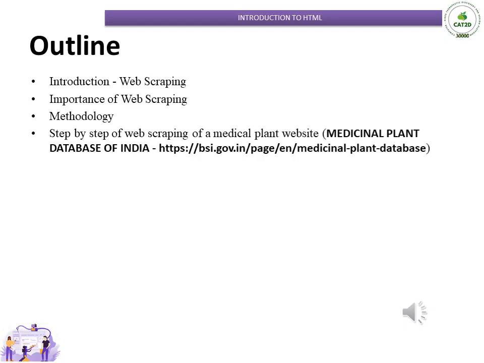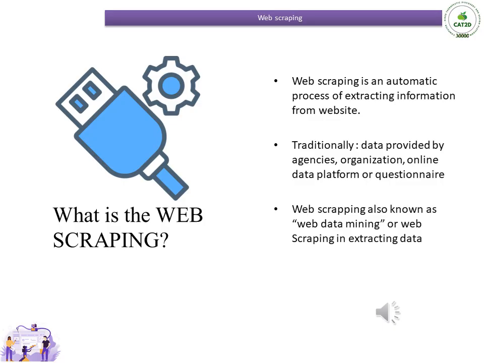The outline has four parts. The first one is the introduction to web scraping. The second is the importance of web scraping. The third is the methodology for web scraping. And the fourth will be the step-by-step procedure for web scraping of medical plants. In this case, we'll be looking at the medical plant database of India, which is available at https://page/en/medical-plant-database.